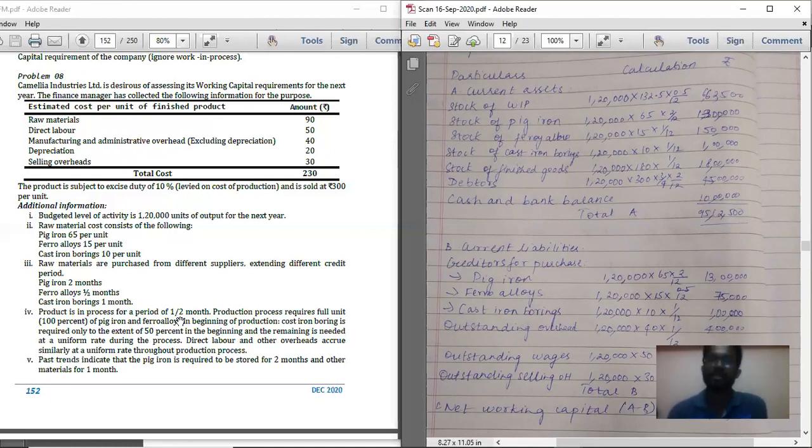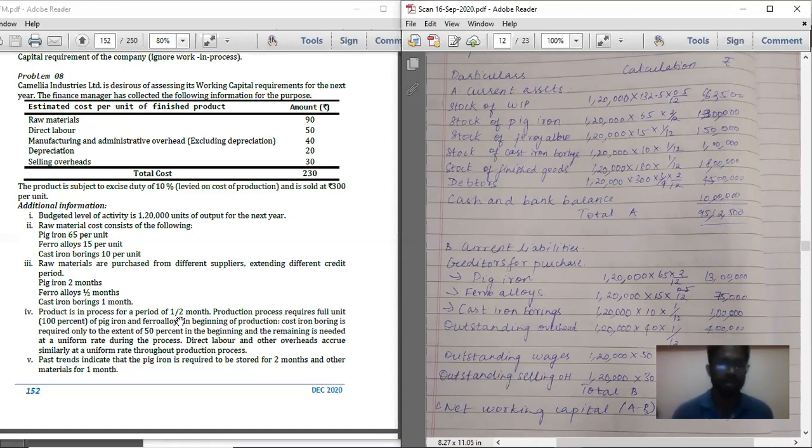So calculation column recorded 1,20,000 into 132.5 into 0.5 divided by 12. So amount column 6,62,500. So below that, stock of pig iron.